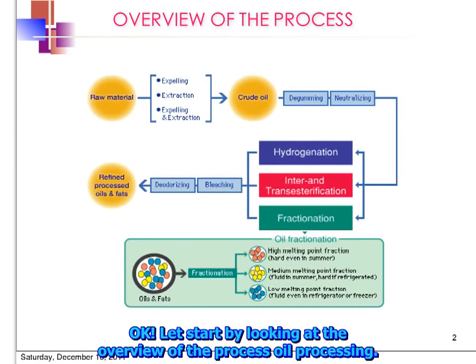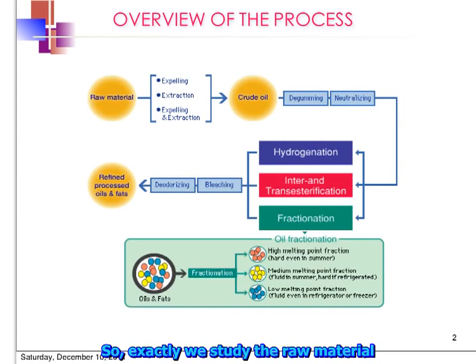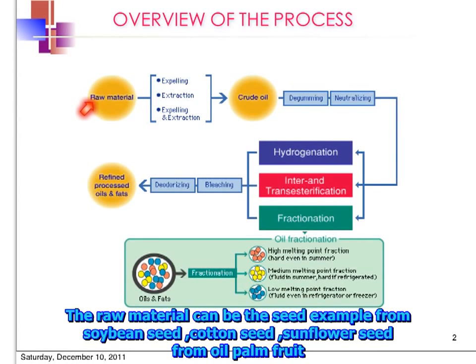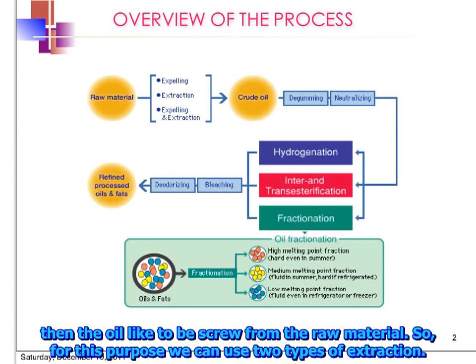Okay, let's start by looking at the overview of the process of oil processing. So basically we start with the raw material. The raw material can be the seed, for example, from soybean seed or cotton seed, sunflower seed, or from the oil palm fruits. Then the oil has to be squeezed out from the raw material.